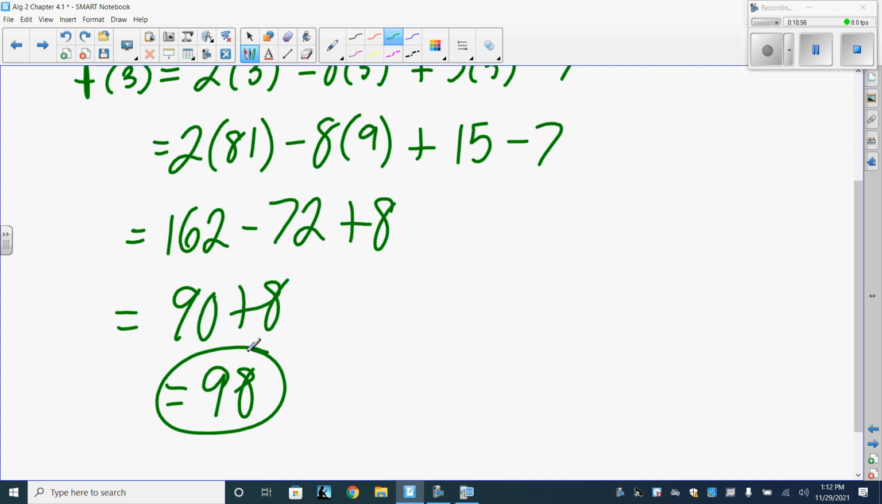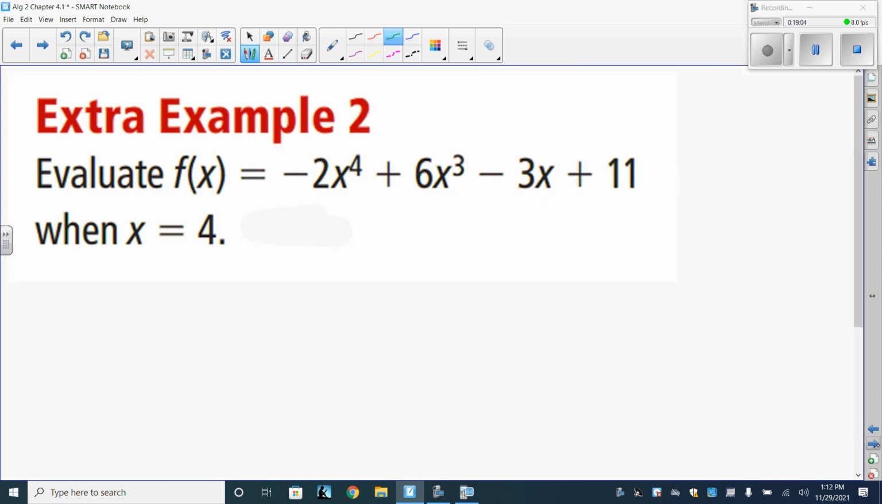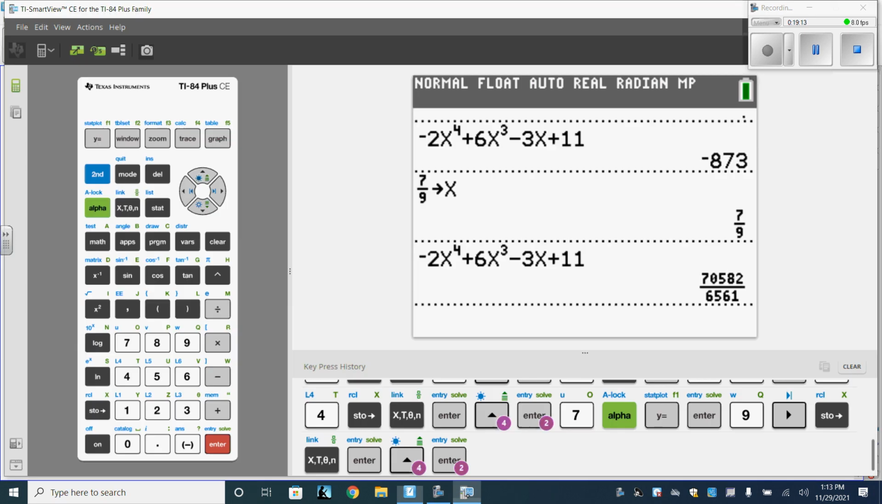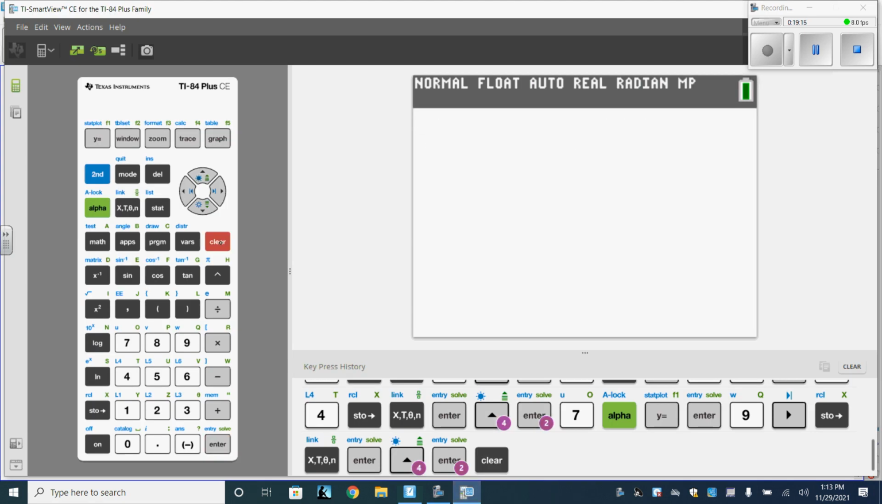Any questions on this problem here? Well, let's look at the next one. We'll look at this one here. Negative 2x to the 4th plus 6x to the 3rd minus 3x plus 11. We're going to evaluate it when x is 4. Clear.